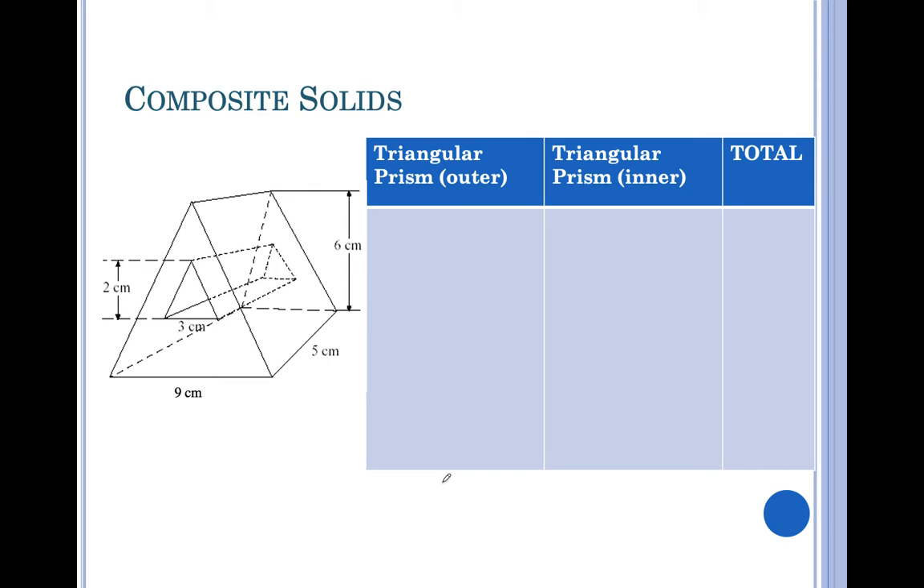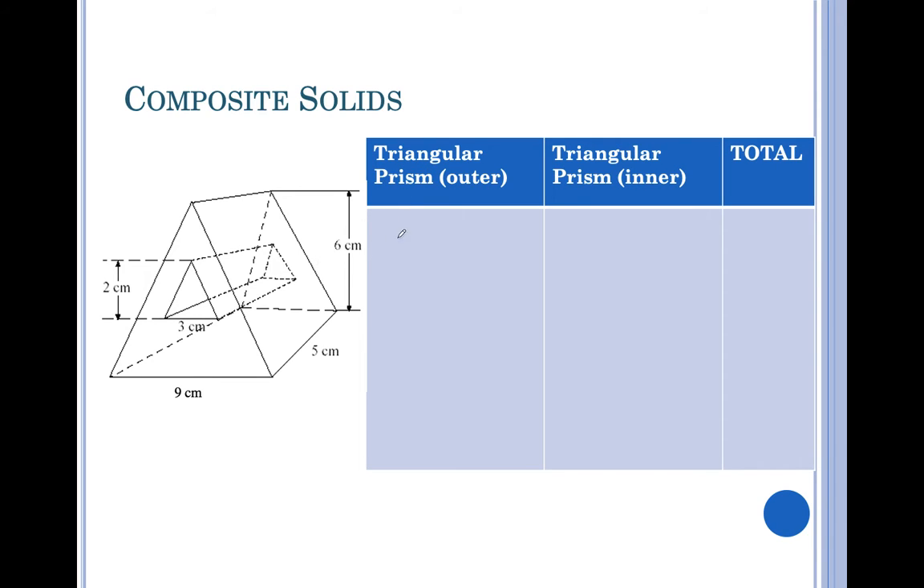Let's take a look at one more example. This one is a little bit different than the other ones, as we don't have two shapes attached to each other, but we have one shape with another shape cut out of the center of it as a hole on the inside. So we're going to first look at what shapes we have.